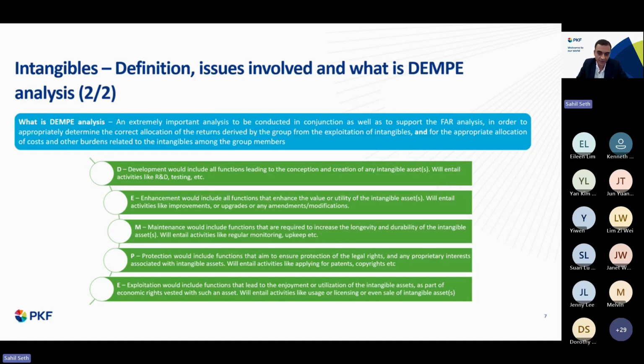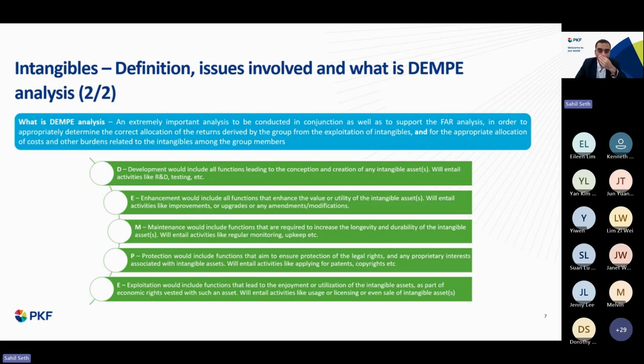So it's not possible that we can exclude three activities and just focus on two. By law and by technical definition, we have to focus on all these five functions along with the FAR analysis, the functional assets and risk analysis. And then we come to a conclusion that this entity in the value chain is performing this kind of DEMPE and FAR, so they need to be given this much of return, and other entities similarly.